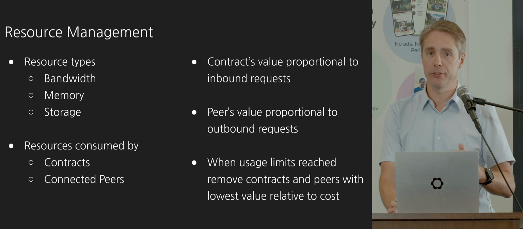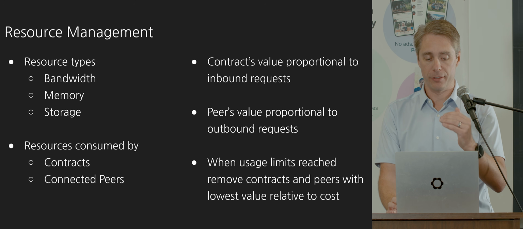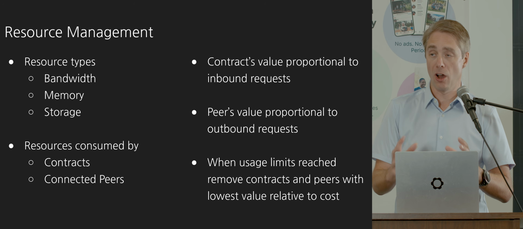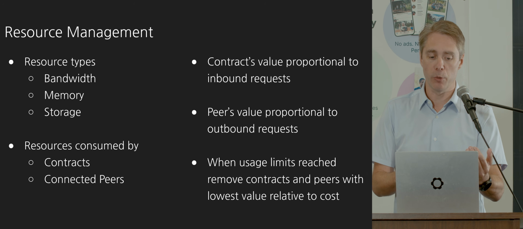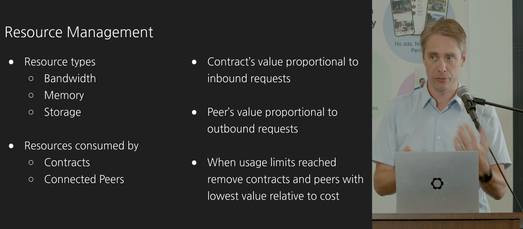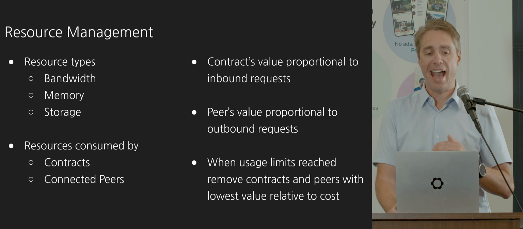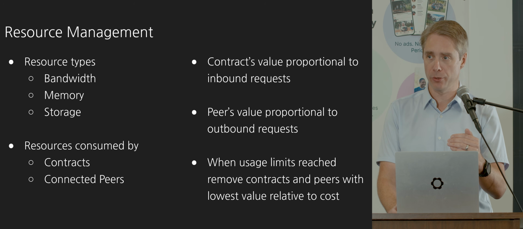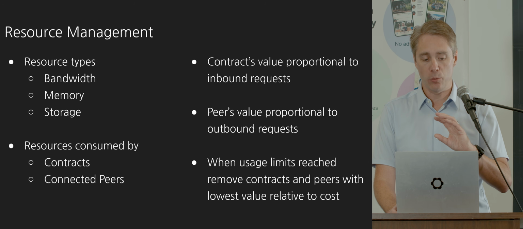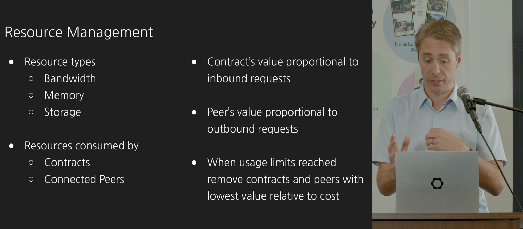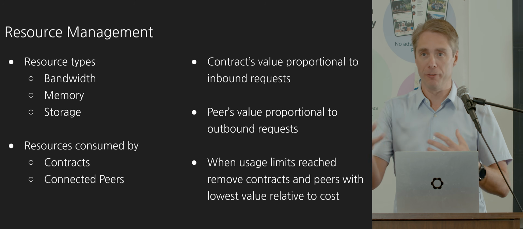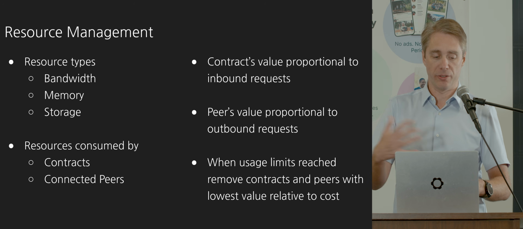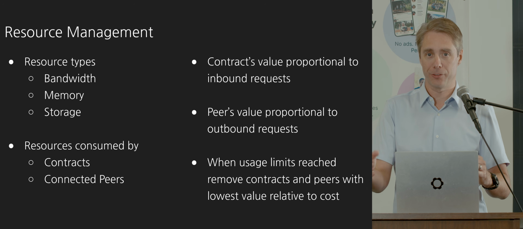So the peer is constantly doing a cost-benefit analysis to determine which contracts and which other peers are providing the most value relative to their cost in terms of the resource that's being used. And if the peer hits one of its resource usage limits, then it will simply start to either disconnect from the neighboring peers that are more of a drain than a benefit, or similarly, it will delete the least useful contracts relative to their cost.